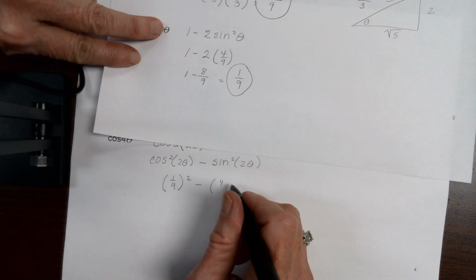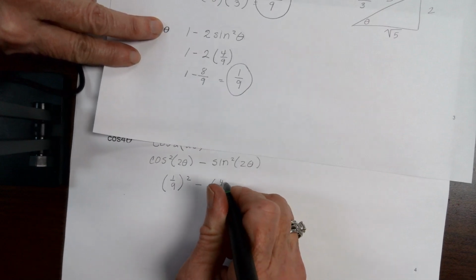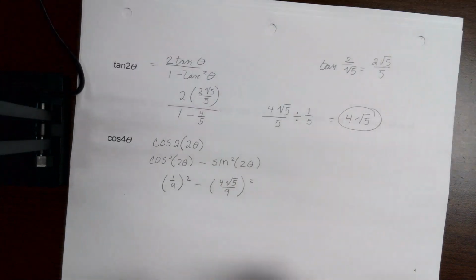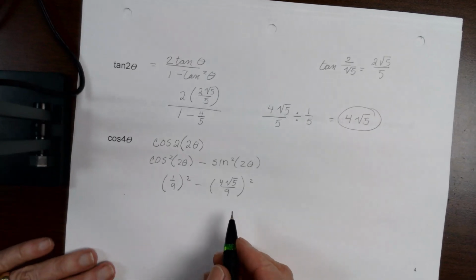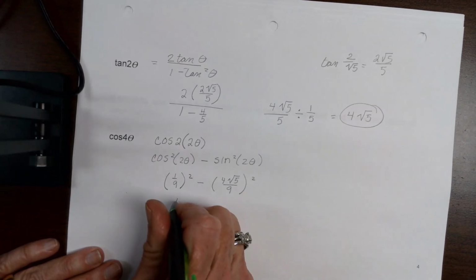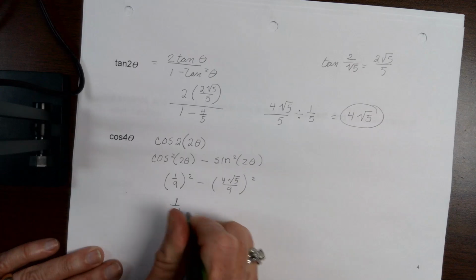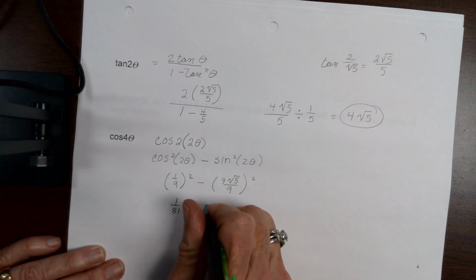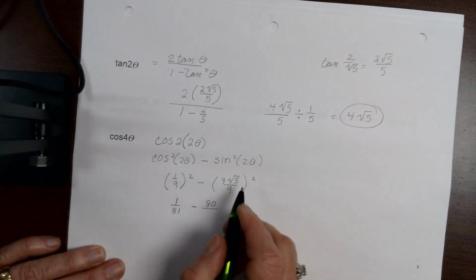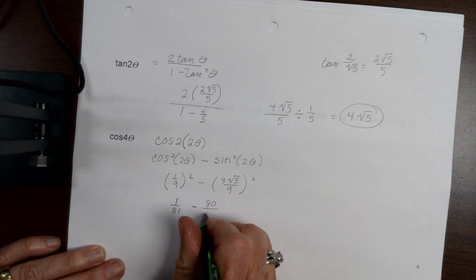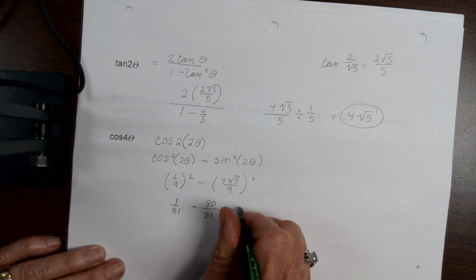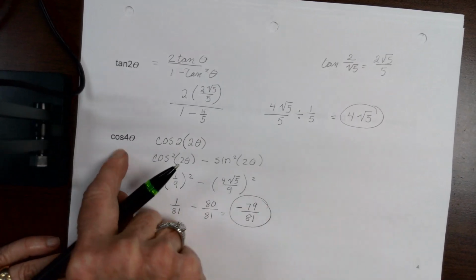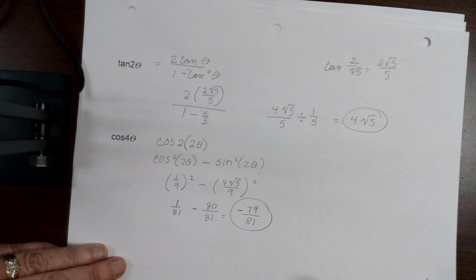The sine of 2 theta is 4 on the square root of 5 over 9, and I'm going to square that. So that's going to give me my answer when I do that. I'm going to get 1 over 81 minus, and this is going to be 16 times 5, which is going to be 80. When I square my 9, I get 81, so this is going to give me a negative 79 over 81. So that is the value of the cosine of 4 theta.